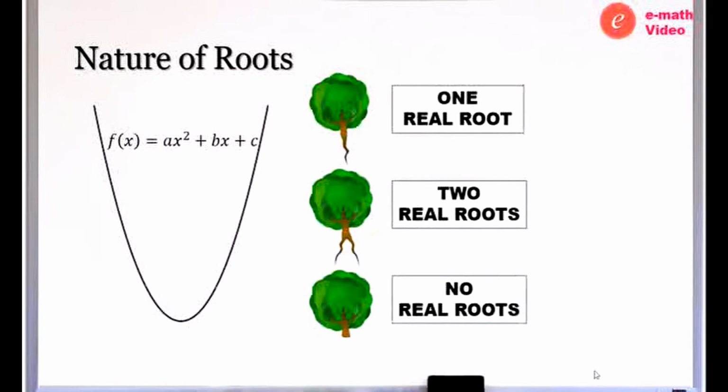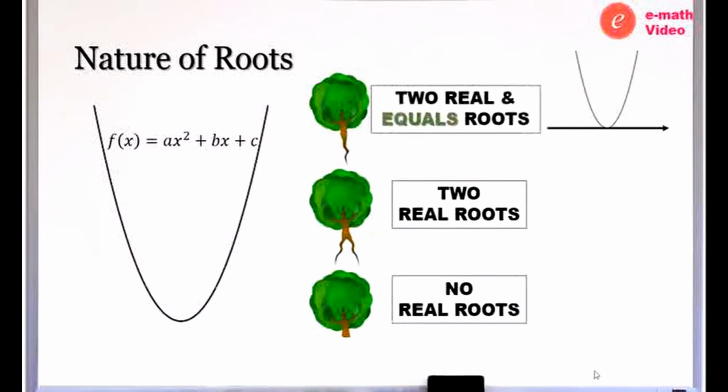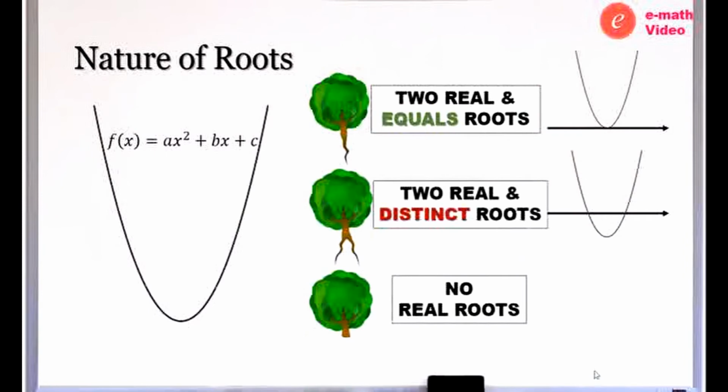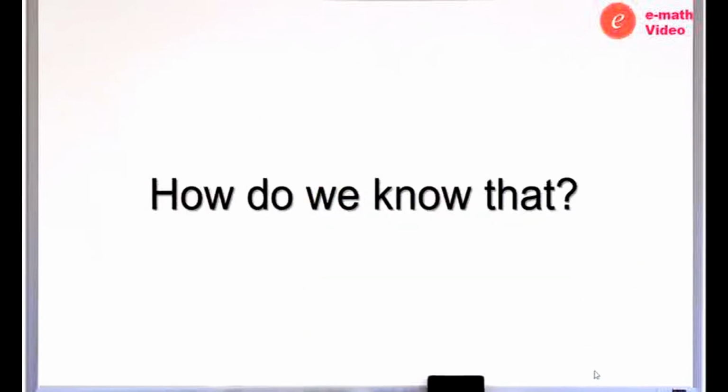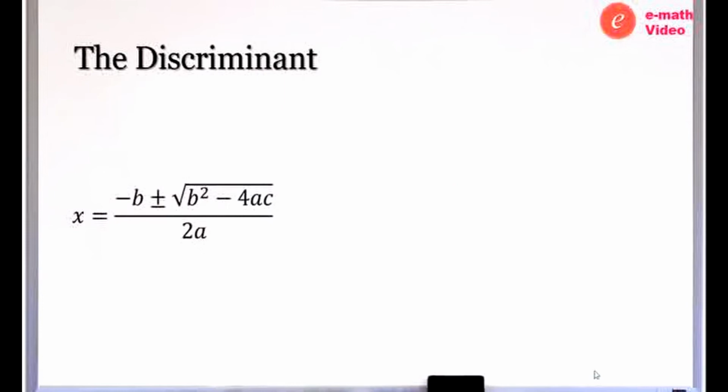To be precise, it's actually 2 real and equal roots, 2 real and distinct roots, and 2 imaginary roots. No matter what, there are always 2 roots for a quadratic equation. How do we know that? Still remember the quadratic formula? In this part here, b squared minus 4ac is what we call the discriminant.